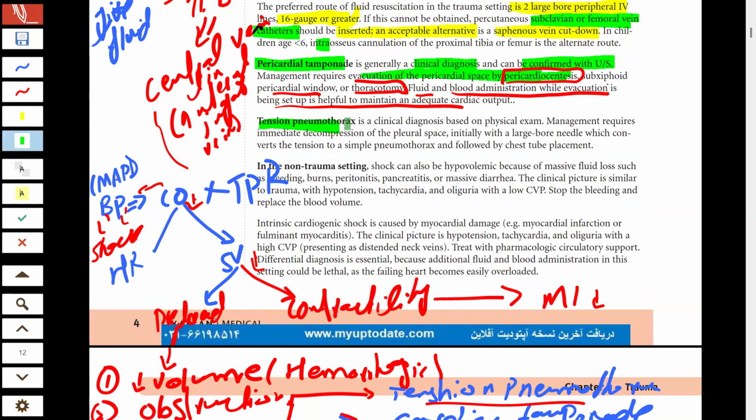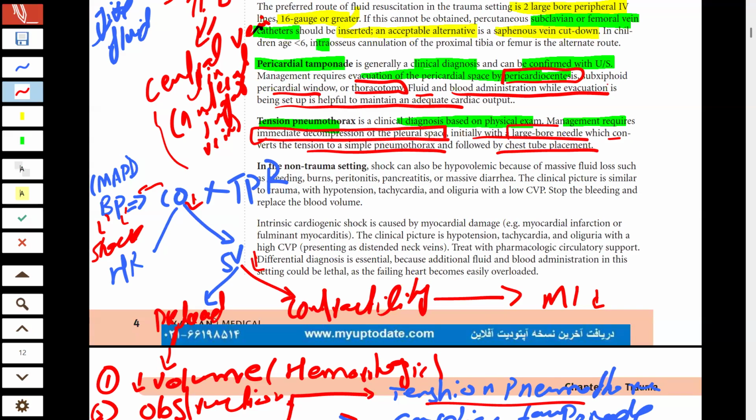Move to next, tension pneumothorax. Clinical diagnosis is based on physical examination as well, and on chest X-ray you will find air in the pleural space and a collapsed lung. Management required is immediate decompression. Doctors, these are MCQs as well. Immediately needle decompression: decompression of the pleural cavity initially with a large-bore needle, which converts the tension to a simple pneumothorax. A chest tube we will place if there is a secondary cause. So for a secondary cause we will go with a chest tube, but for tension or a primary cause we will go with large-bore needle decompression.